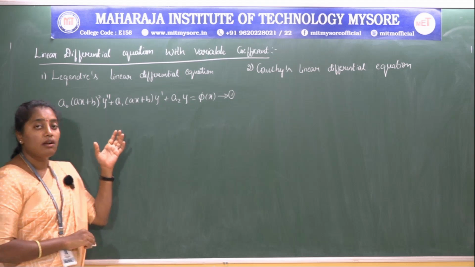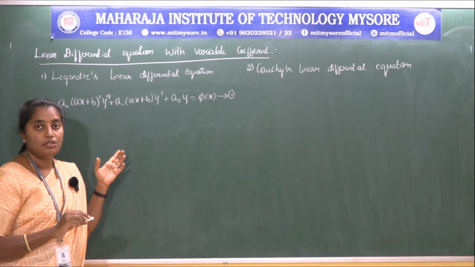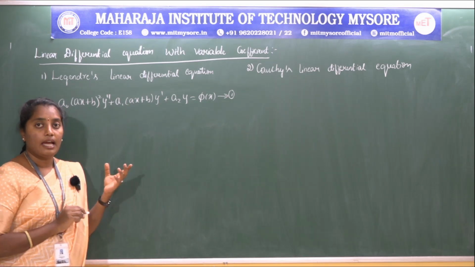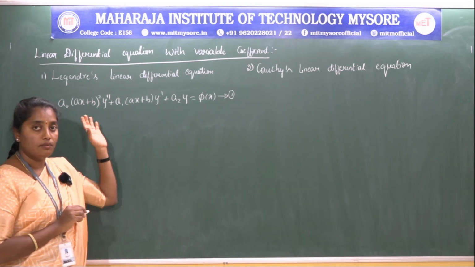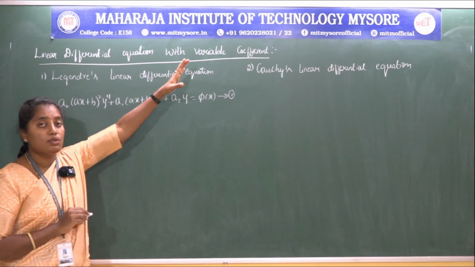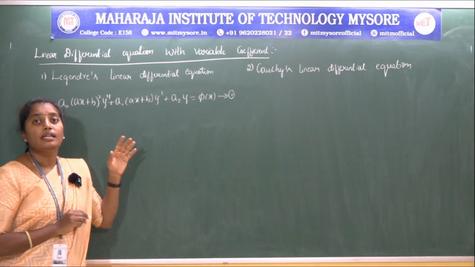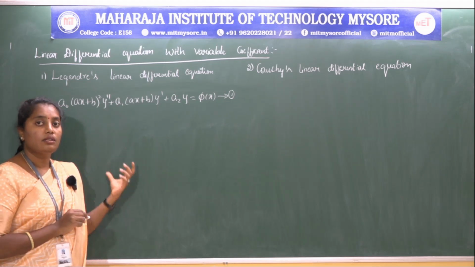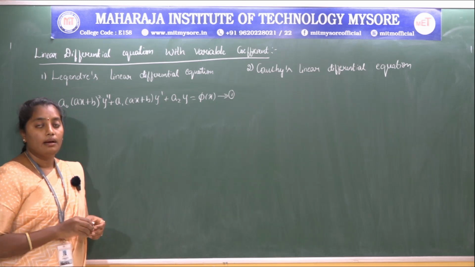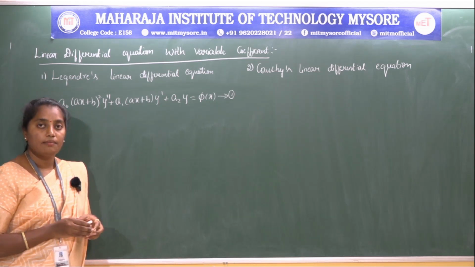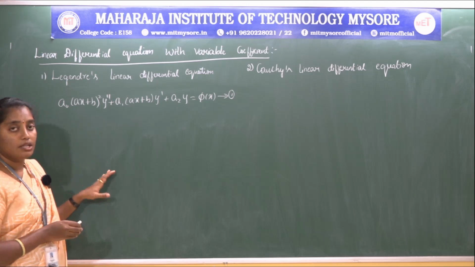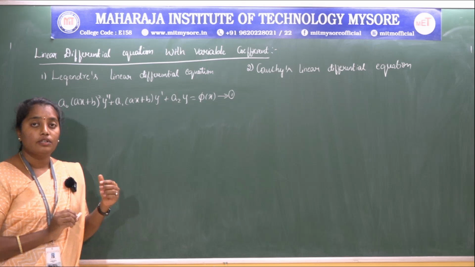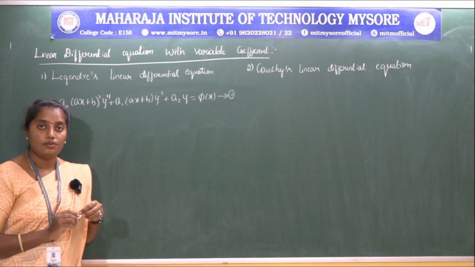So this equation is called Legendre's linear differential equation of second order. To solve this equation, first we have to reduce this linear differential equation with variable coefficient to a differential equation with constant coefficient, and later we can solve that differential equation using the method already discussed in the previous class. For that we have to go through a substitution.